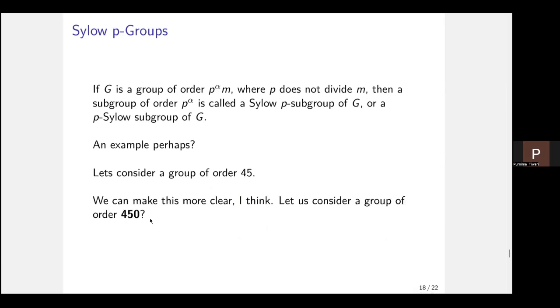Taking another example, let's consider a group of order 450, which is essentially we have just multiplied a factor of 10 to 45. We get the order 450. Now for this specific group of order 450, we have the factors as 3 square, 5 square, and 2. So there exists one and only one 2 Sylow subgroup of order 2, another 5 Sylow subgroup of order 5 square, and another 3 Sylow subgroup of order 3 square.